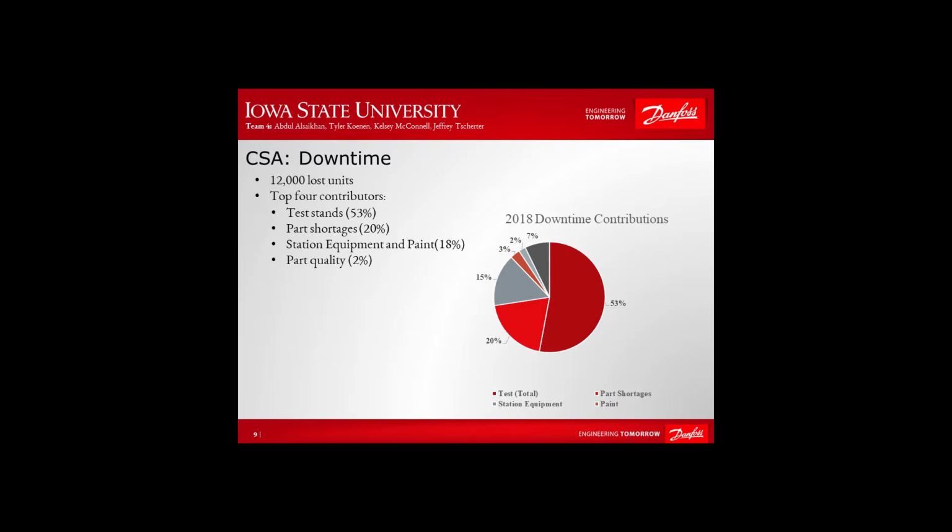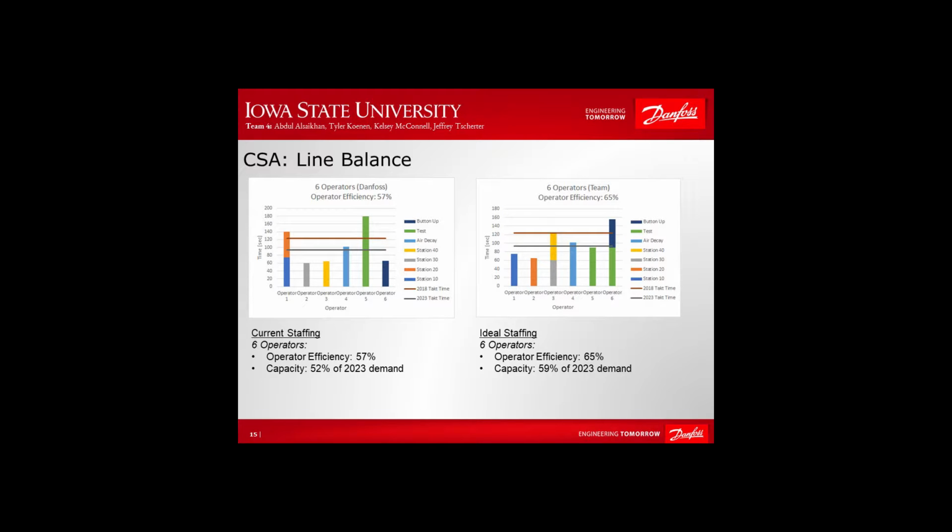One of the major discoveries in the current state was the amount of downtime experienced by the assembly line. During the first 8 months of 2018, the assembly line lost approximately 12,000 units. We found that the top 4 downtime contributors included the test stands, part shortages, the paint system, and part quality concerns. The other major discovery in the current state was the capacity constraints of the assembly line.